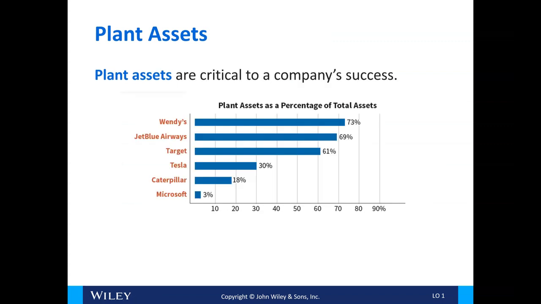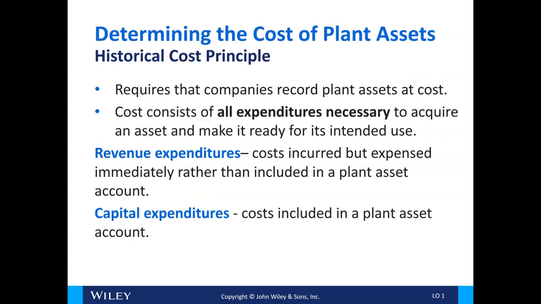You can have Wendy's, which of course is a competitor of Chick-fil-A, and a large percentage of their assets are in plant assets because that's what they do. They have to have physical locations. Hospitals, healthcare companies, airlines. Airlines have to have airplanes. Target. Tesla has to have a manufacturing facility. Caterpillar, you would think theirs should be a little more, but Microsoft, they're more into software, and so the assets they would have probably would be server farms, things like that.